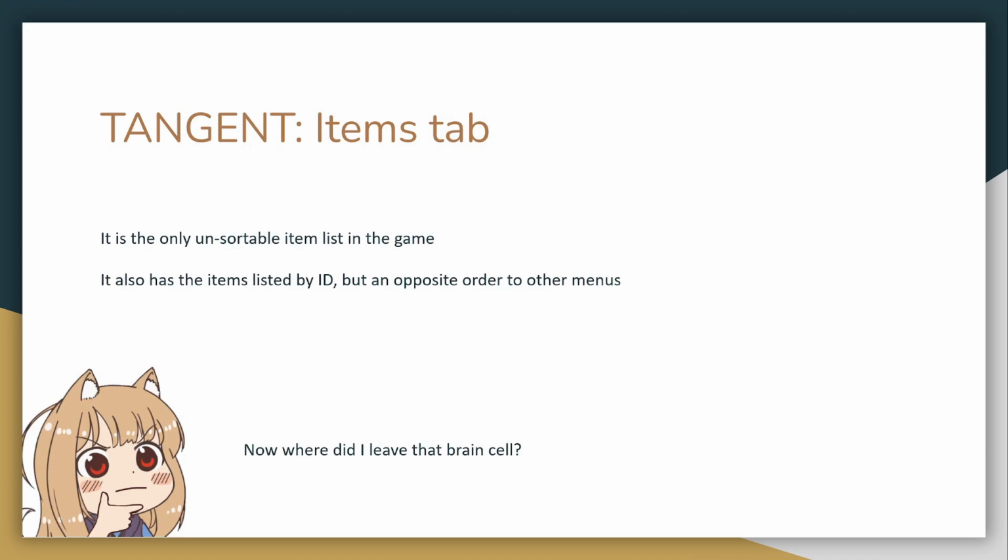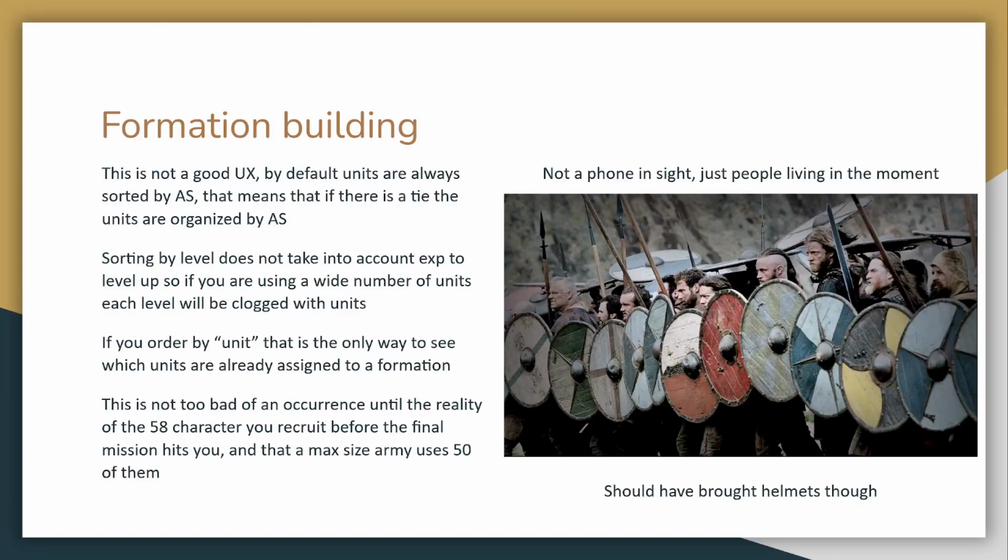Just a quick tangent here on the items tab. It's the only unsortable item list in the game. It uses item ID and you can't change it. It also has the items listed by an opposite ID to the other menus. What would normally be on the bottom of the menu is now on the top, and what's on the top is on the bottom. It's very weird.